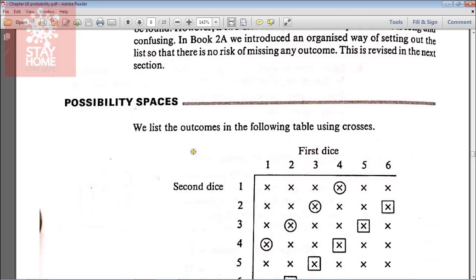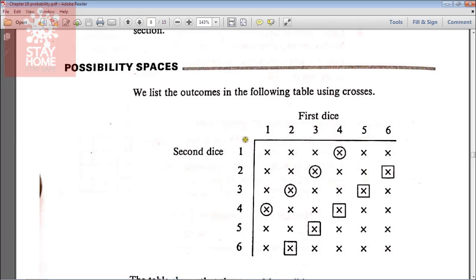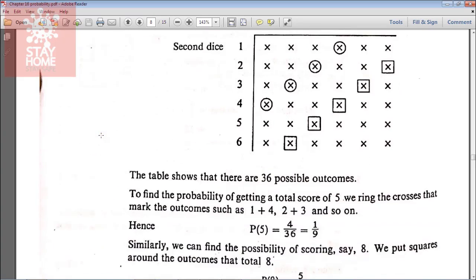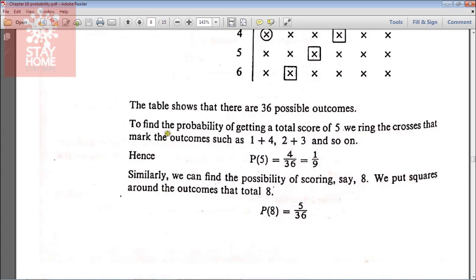Now the possibilities, as I showed you before on the dice, if you have two dice, first dice and second dice, that would be 1 to 6 and 1 to 6. Here they use the cross. I showed it to you in the dice format. You can understand easily from that slide. So this table shows that there are 36 possible outcomes.